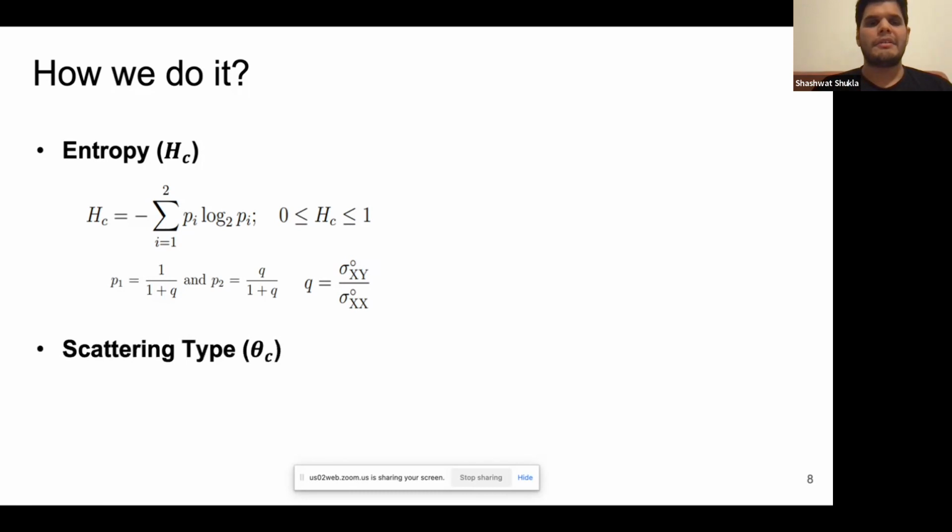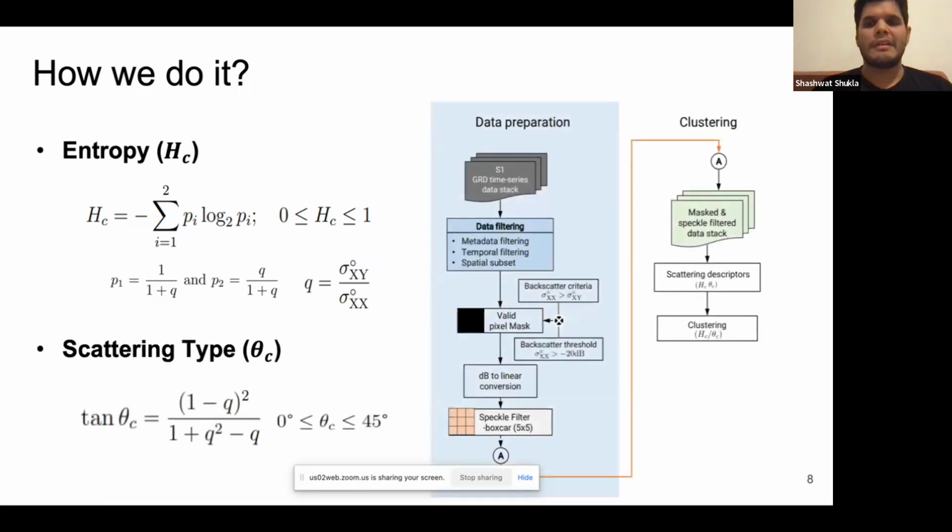And the second parameter is the scattering type, which is recorded by this. Here, depending on the entropy, a high scattering type value represents surface scattering or volume scattering or different types of scattering, which we'll be seeing in the next slides. So this is the general framework where we first prepare the data from the Sentinel-1 GRD time series, and we filter according to metadata, temporal filtering, and spatial subset.